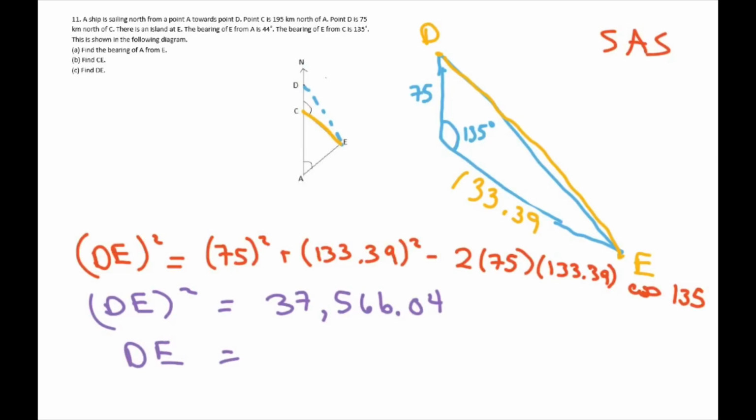If you're really good with the calculator, you should actually put the whole thing in the calculator, but I'm just not going to do that. So 37566.04, and that gives you approximately 193.82. So this would be 193.82 approximately. And that's it.